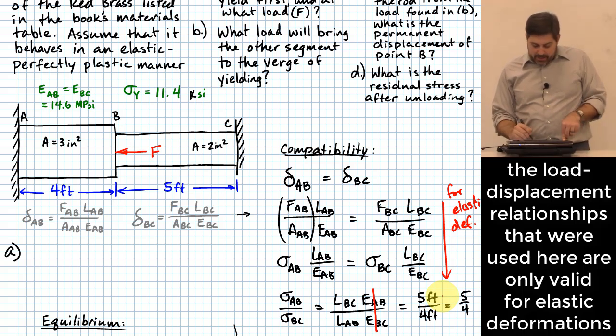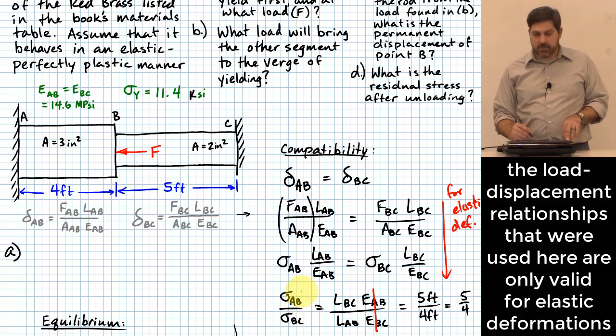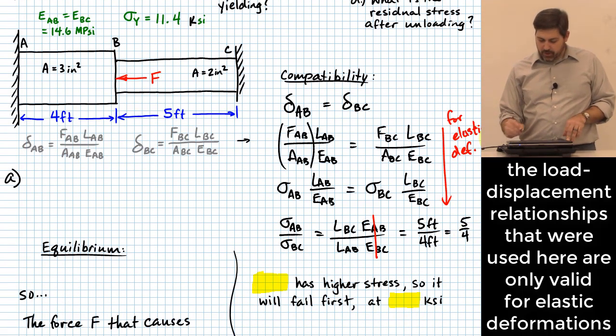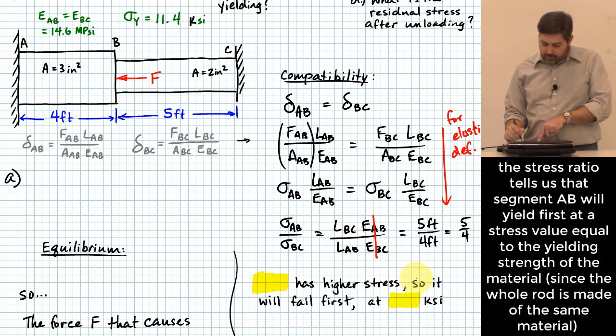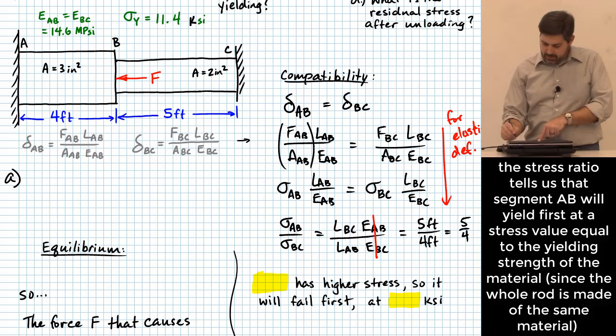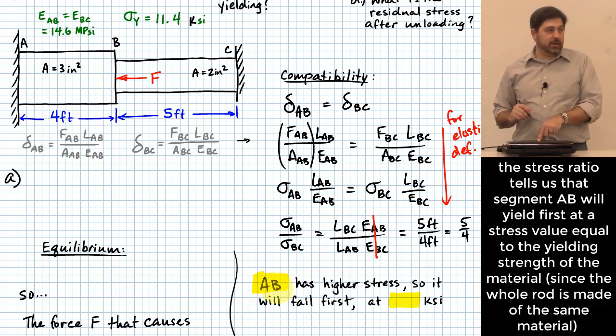Is there any other way to get a relationship between sigma AB and sigma BC? Because this gives me one way to get that. What's another way? Tell you what, before I answer that question, let me answer this question right here. Okay. Based on this ratio, which of my two segments carries higher stress? This is before they reach plastic deformation. Yeah. So AB has higher stress, so it will fail first.